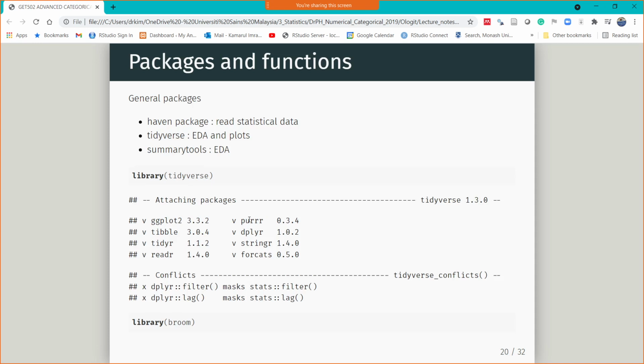For the general packages, we can use haven if you want to read data from SPSS, SAS, or Stata. Tidyverse to perform exploratory data analysis or to make plots, and summarytools as an additional package to run exploratory data analysis. Okay, so you just type library(tidyverse), library, oh yes, one more, broom, to make nice table outputs from your analysis. Okay.